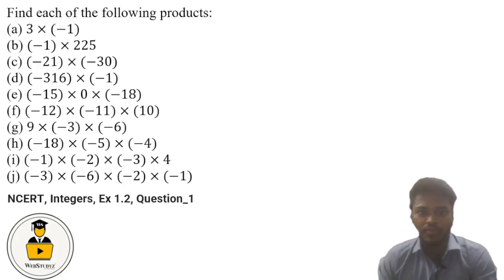Find each of the following product. So in this question, we have to find out the given product. First, let us consider the first example. It is 3 into minus 1. So we have 3 into minus of 1.